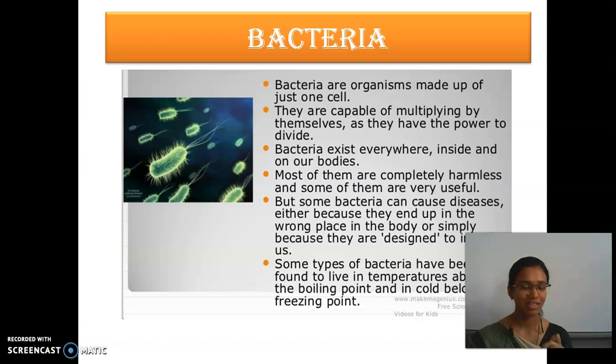They are called unicellular. The organisms which are made up of only one cell are called unicellular. They are capable of multiplying. That means 2 to 4, 4 to 8, 8 to 16. They are capable of multiplying themselves and have the power to divide. 1 has the power to divide into 2, 2 has the power to divide into 4. So it can multiply by itself.